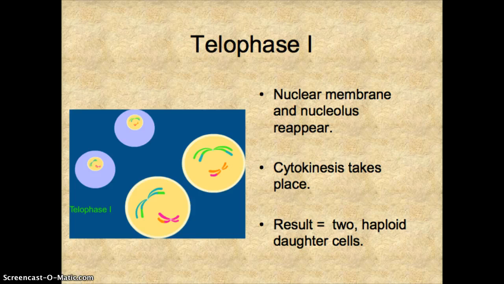Cytokinesis may or may not occur depending on the species. For humans, we do have cytokinesis, so the cytoplasm and the organelles are all divided up, and we end up with two haploid daughter cells. There'll be a resting phase, and then the cell will enter meiosis 2. That resting phase is species dependent.